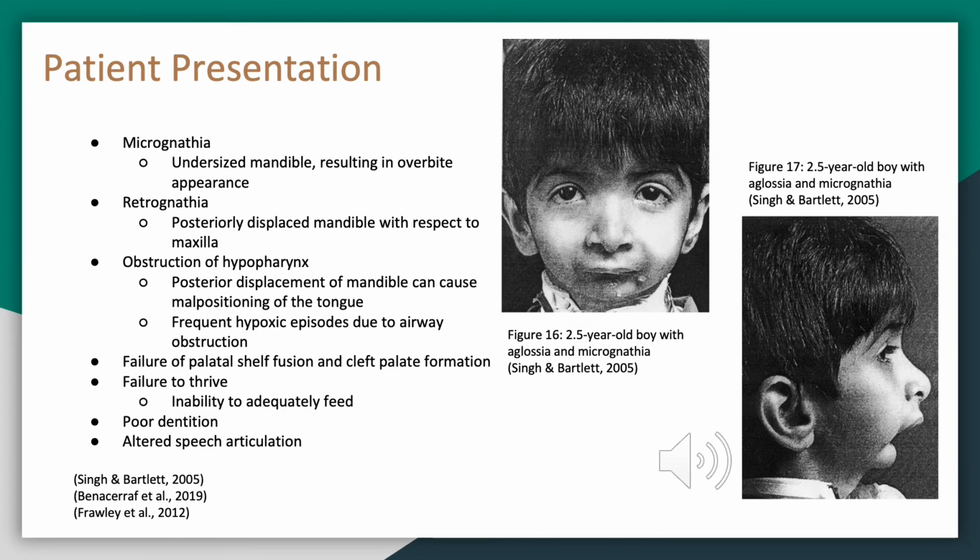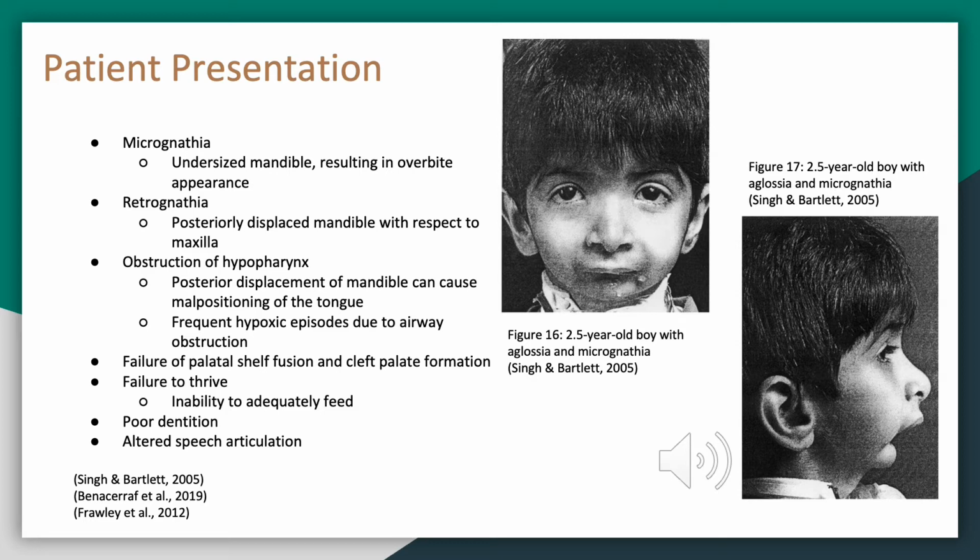Patient presentation most often includes a micrognathia, which is an undersized mandible, and this results in an overbite appearance. You can also have retrognathia, which is a posterior displacement of the mandible with respect to the maxilla. Obstruction of the hypopharynx is probably the most common issue with mandibular hypoplasia syndromes, and this is due to a posterior displacement of the mandible. This causes a poor position of the tongue, usually shifted posteriorly. You can also have frequent hypoxic episodes due to airway obstruction since the tongue is shifted posteriorly. As mentioned earlier, these patients are very prone to obstructive sleep apnea.